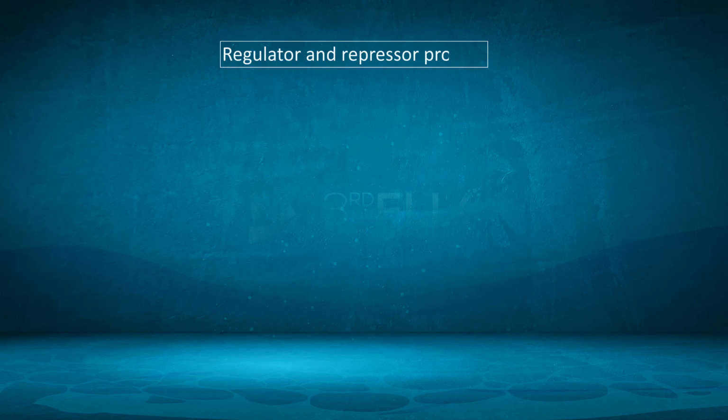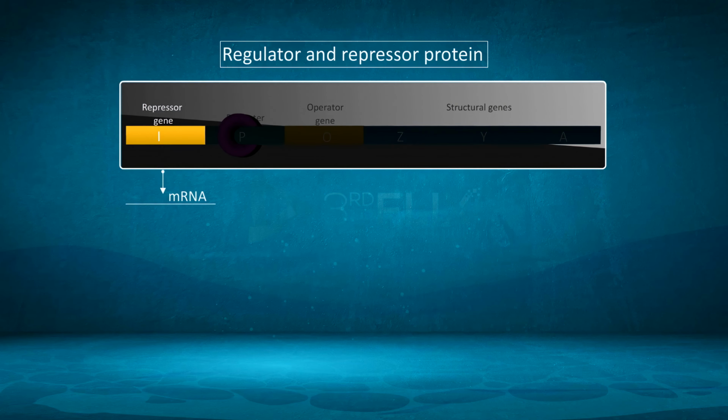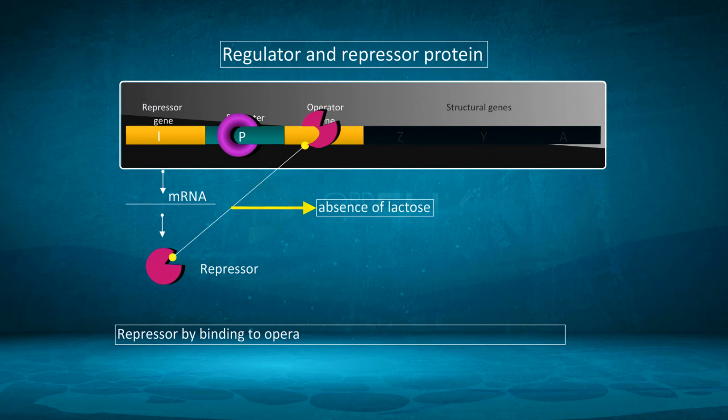Regulator gene and repressor protein. The regulator gene synthesizes mRNA coding for a protein called the repressor. It is an allosteric molecule which changes its conformation and chemical activity if another molecule binds to it. In the absence of lactose, the repressor binds to the operator and blocks the path of RNA polymerase and prevents the expression of structural genes.